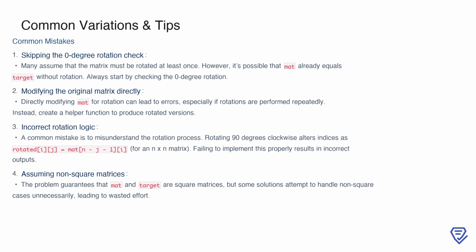Another area where errors occur is in the rotation logic itself. For a 90-degree clockwise rotation, the indices change in a specific way. The new value at position rotated[i][j] comes from mat[n-j-1][i] in the original matrix. Misunderstanding or misapplying this formula often leads to incorrect outputs. Lastly, some people overcomplicate the problem by handling non-square matrices, even though the problem guarantees that both matrices are square. Keeping this in mind can help avoid unnecessary effort.